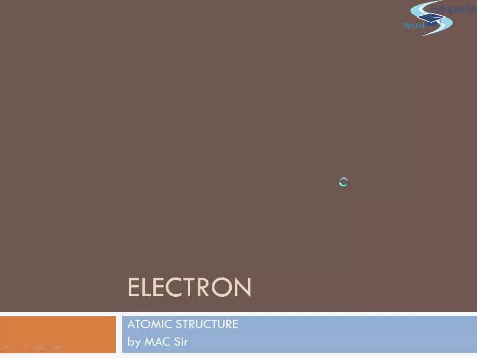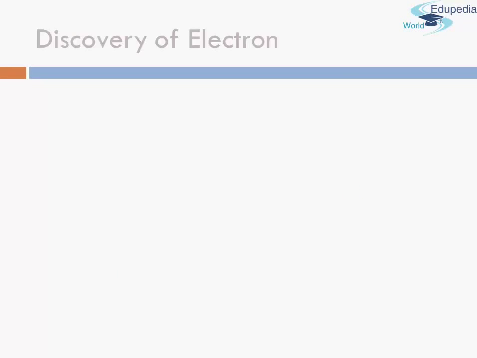I'm Manish Agrawal, and in this session of atomic structure we'll continue with the discovery of cathode rays and how they led to the discovery of particles that we now know as electrons. Especially we'll focus upon electrons in this topic, and go into the details of properties of electrons as well. So let's start with the discovery of electron.